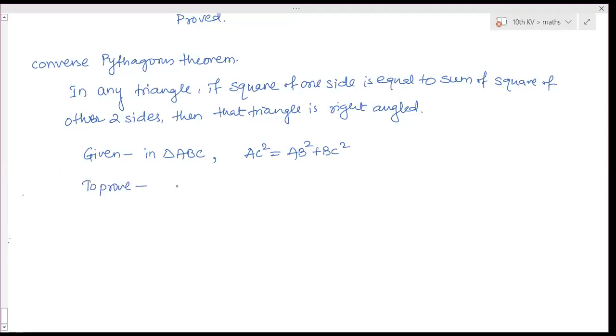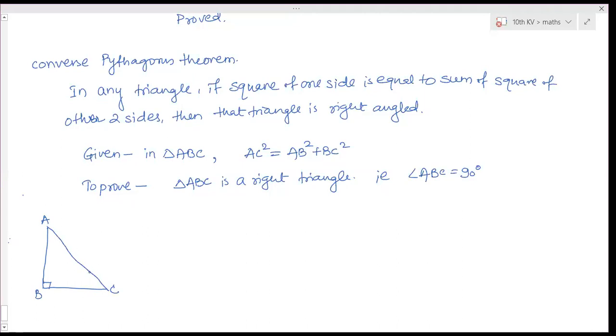We have to prove triangle ABC is a right triangle. That is, AC is the hypotenuse. The opposite angle of the hypotenuse, if this is AC, AC's opposite angle is B. So B will be 90. That we have to prove. Angle ABC is equal to 90 degrees. The angle opposite to the hypotenuse is always 90 degrees. It is not given. We have to prove it.